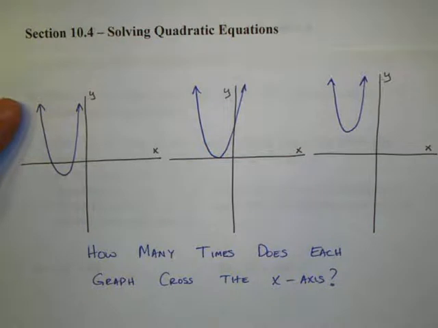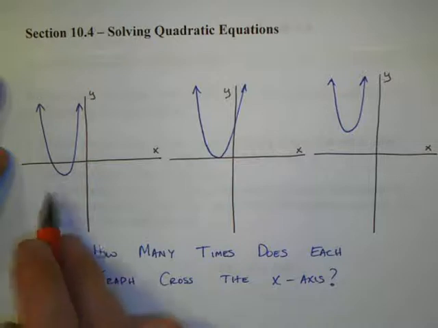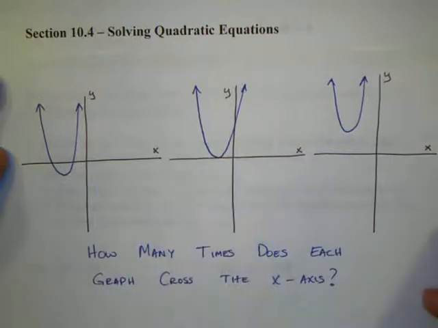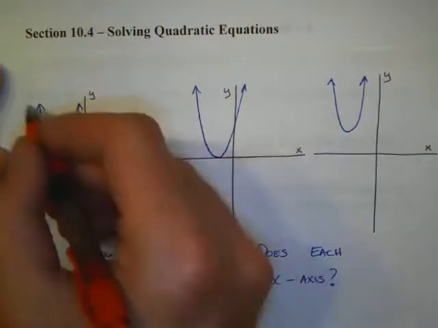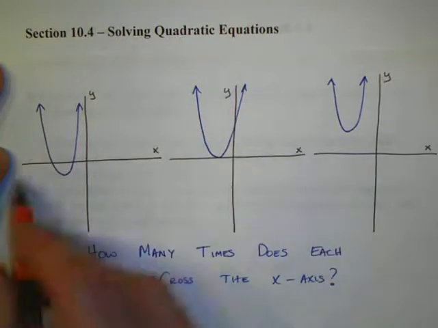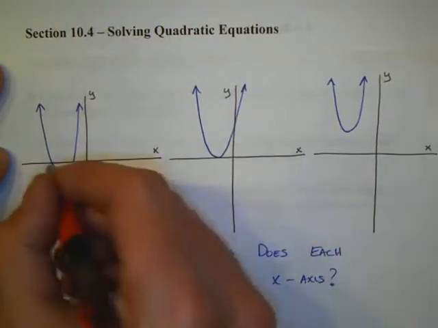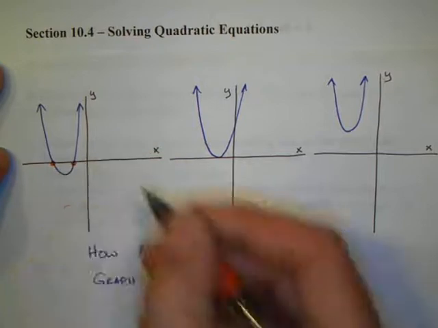This is section 10.4, Solving Quadratic Equations. Before we begin, we want to talk about what our purpose is in this second half of the chapter. When we're solving quadratic equations, we're actually examining a parabola, which I've drawn 3 examples here in blue, and we're trying to determine how many times the blue parabola crosses the horizontal line, the x-axis.